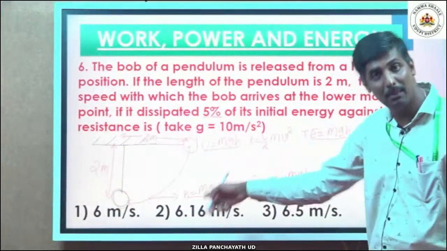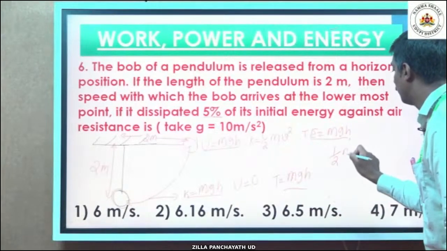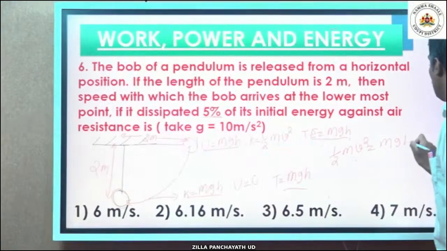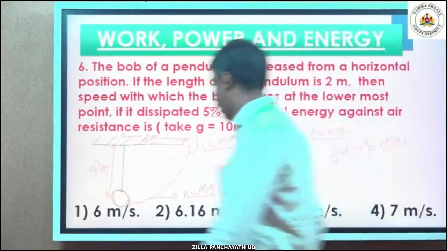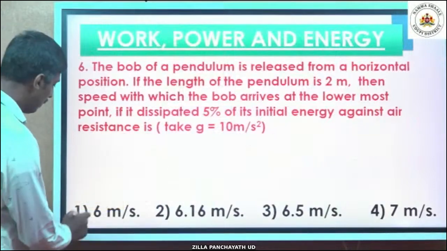Half mv square is nothing but mg. So at the lowermost point, half mv square is nothing but mgh. Okay, I am using this.